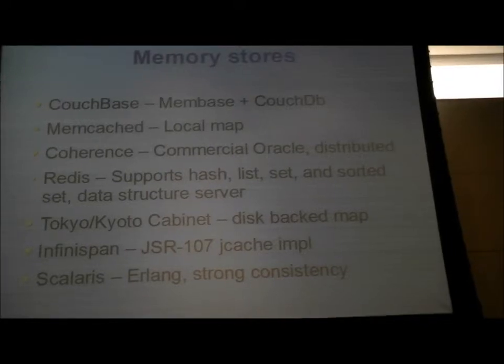Tokyo or Kyoto Cabinet is a hash map implementation. Infinispan, which is a Red Hat project, implemented JSR 107, which is kind of a dead spec. Mostly dead spec. There's a new spec that picks up where JSR 107 left off. And then Scalaris was an early implementation, which focused very much on strong consistency.